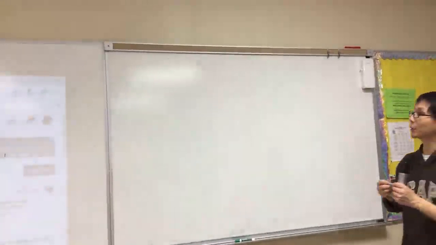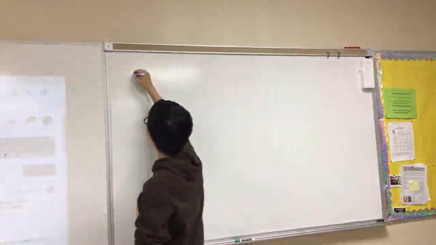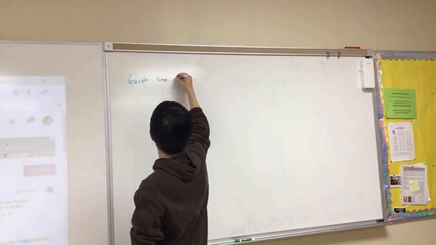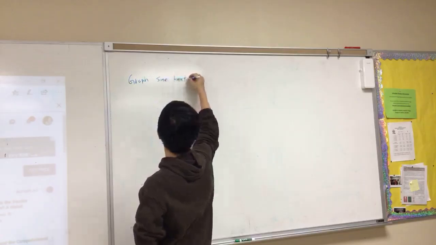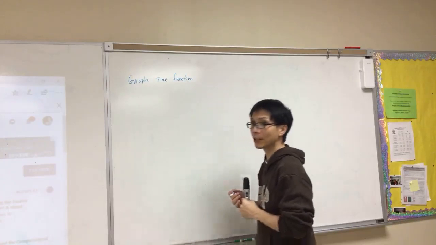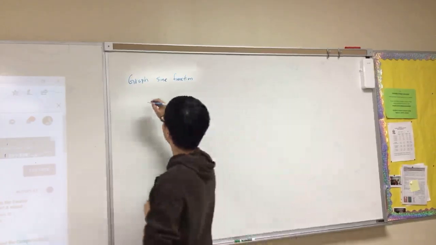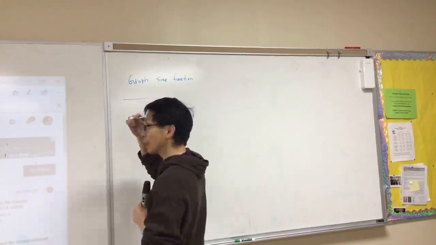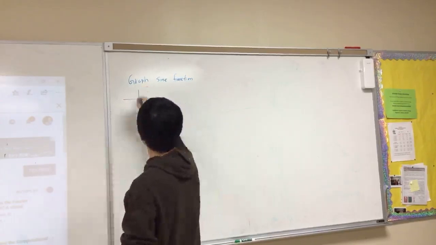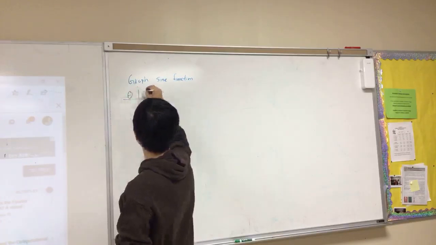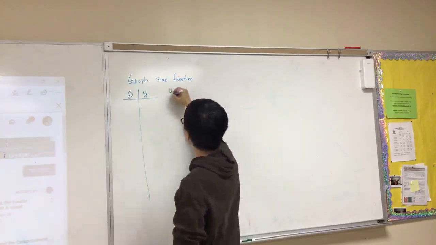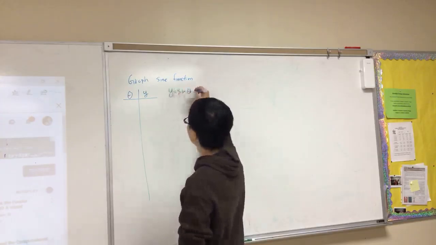Okay, so what we're going to do is take the coordinates. We're going to graph the sine functions. We'll use a separate sheet of paper and get some coordinates, as many as possible. We're going to get a theta and a y. So here's a function, y equals sine theta.